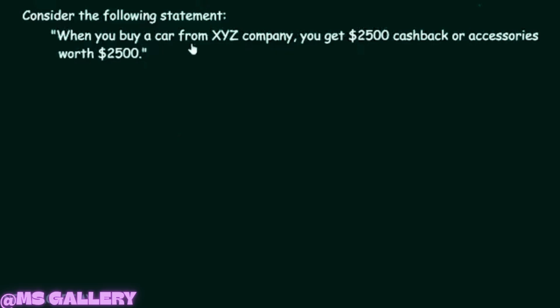When you buy a car from XYZ company, you get $2,500 cash back or accessories worth $2,500. Now what does this statement mean? You will either get a cashback of $2,500 or you may get accessories worth $2,500, right? You may get cashback or you may get accessories. But let me ask you one question. Is it possible to get both cashback as well as accessories?